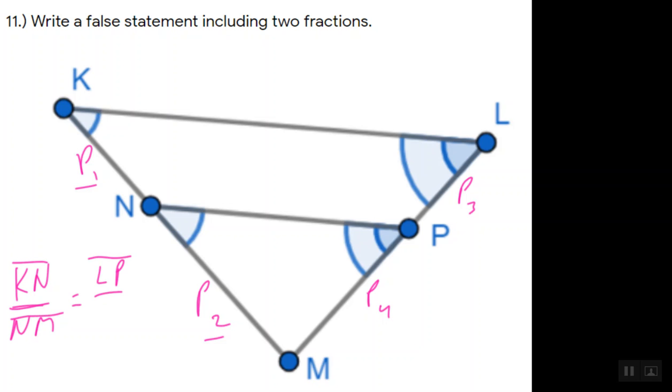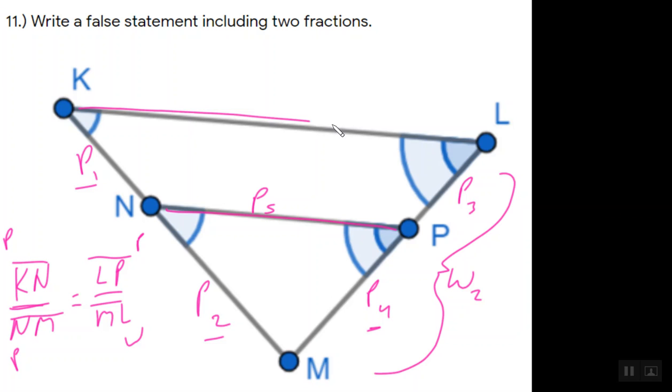but if I want to make a false statement, rather than using part 4, I could call this whole thing whole 2, and so I could say over ML. So there's one example of a very false statement, because here you can see it's part over part is equal to part over whole. That really would not work out. Let's go ahead and try one more. We notice that NP is a part, so let's call that part 5. But KL is clearly a whole, let's call that whole 3. So what's something else we could do?